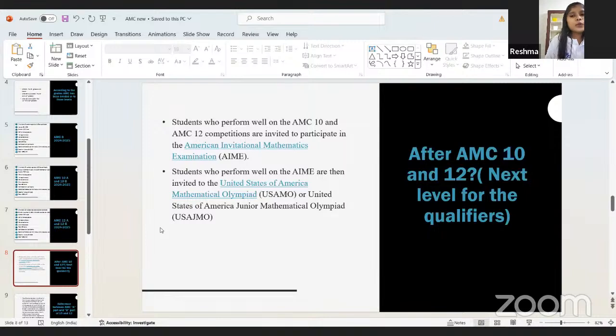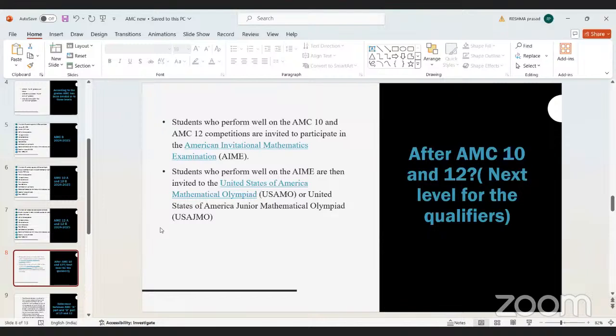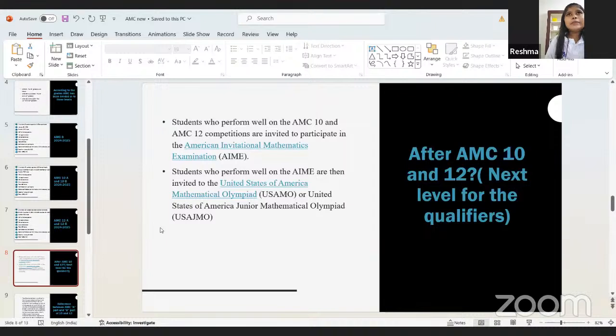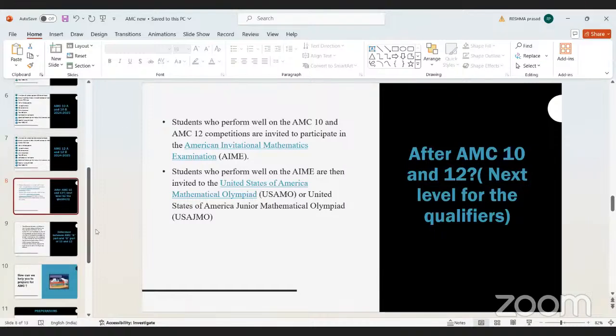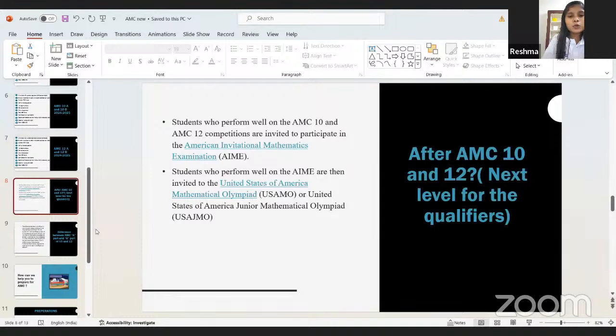The USMO is not a competition like AMC, but an Olympiad. USMO is the last stage of the AMC examination. Since the previous year, it was only for US citizens, and Indian citizens could not sit for USMO. But from this year onwards, all citizens can sit for USMO. Ma'am, international also? Yes, everyone can sit for USMO.